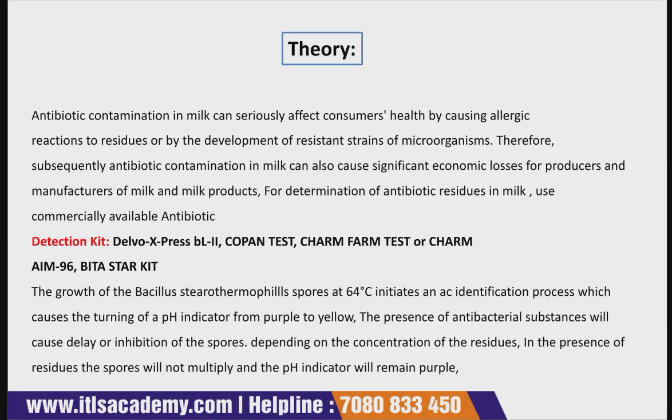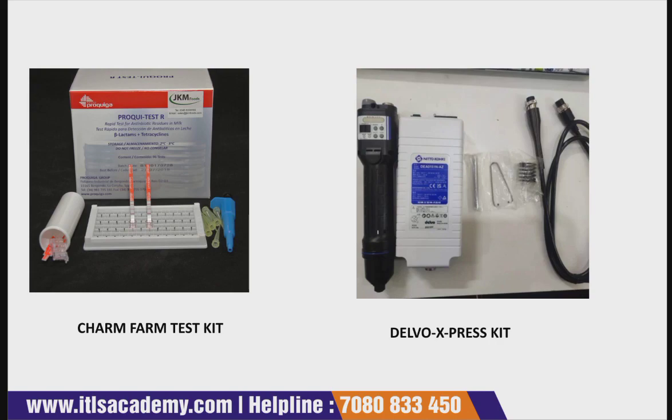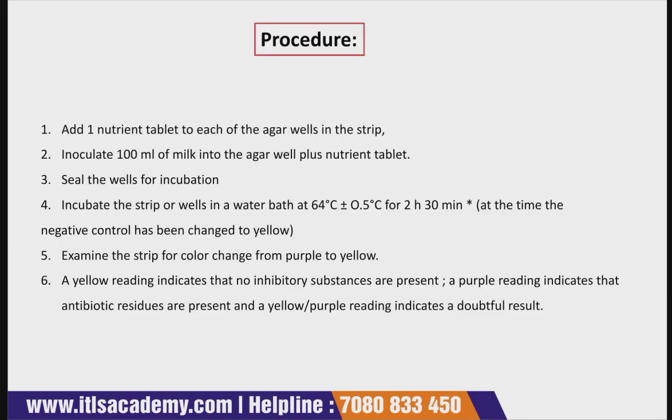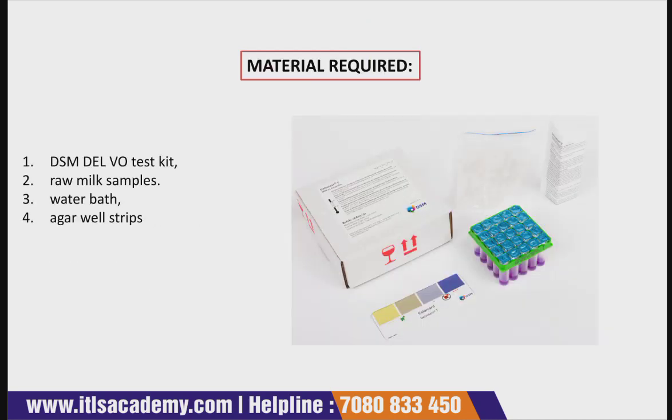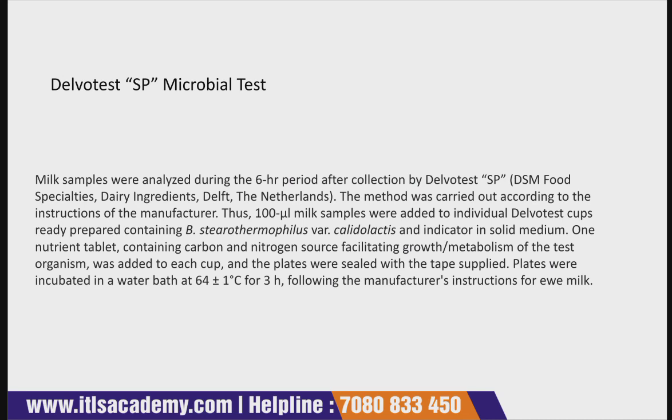And regarding the test, of course they can ask you to name any 2 or 3 detection kits that are commercially available and disposable, which type of bacteria can grow, and how this test takes place, what is the procedure of this test, how to detect the presence of antibiotics. So you must be aware of this procedure, and they can ask you what you understand by the DELVO test, the SP microbial test.